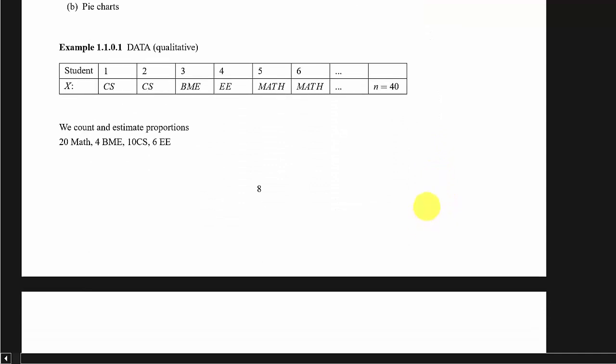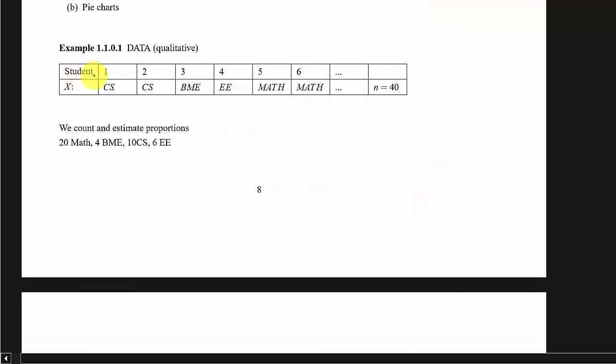But let's look at this. We've got some data here. We've got students 1, 2, 3, 4, 5, 6, all the way to 40. So this would be like student number 1, student number 2, student number 3, student number 4, and so on. Instead of putting students' names here, we just represent them with a number.